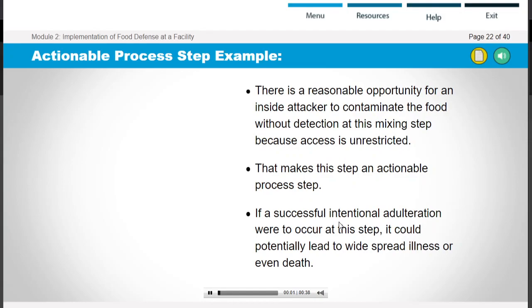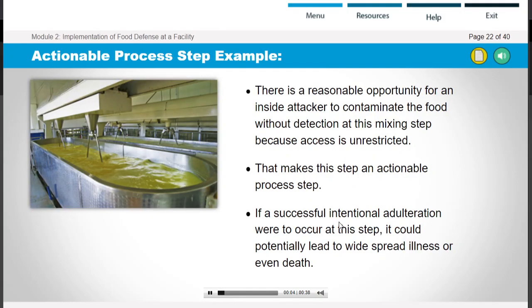During a vulnerability assessment, management noted this mixing step allowed unrestricted access to the mixer and a reasonable opportunity for an inside attacker to contaminate the food without detection. An inside attacker is someone who has legitimate access to the facility, for example, an employee, contractor, or visitor, and has a basic understanding of the facility's operation and the food being produced. It was also noted that if a successful intentional adulteration were to occur at this step, it could potentially lead to widespread illness or even death. Based on these conclusions, this step is considered an actionable process step.